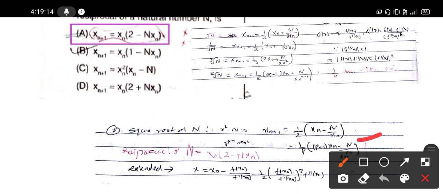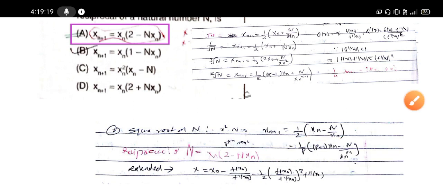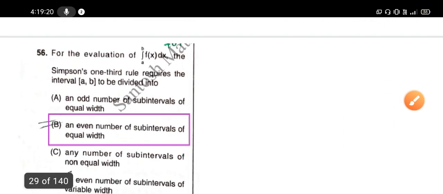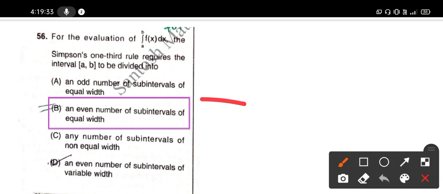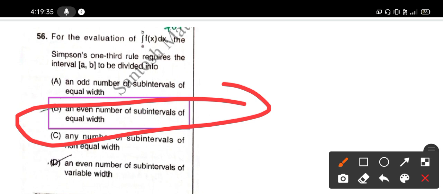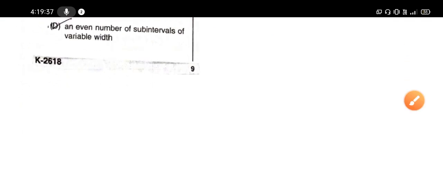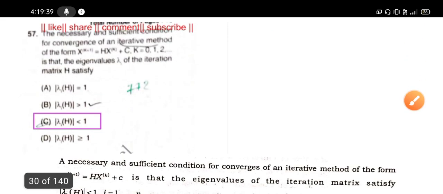This is a general formula with square root of n. Next question: for the evaluation of integral a to b f of x dx, the Simpson one-third rule requires the interval ab to be divided into any odd number of subintervals of equal width. This is a direct result. Option B is correct.